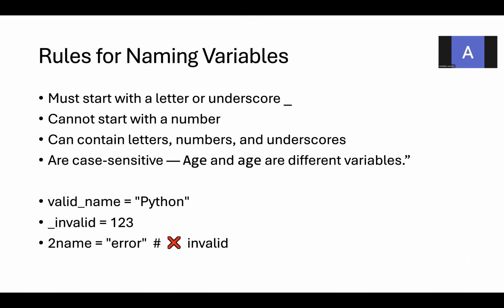What are the rules for creating a variable? It must start with a letter or underscore. It cannot start with a number. It can contain letters, numbers, and underscores. Variables are case sensitive. If you give a capital letter at the start, you should always use the capital letter, and if you give a small letter at the start, you should always use the small letter. So _name = "Python" and name = "Python" are valid, while 1invalid = 123, which starts with a number, is wrong.